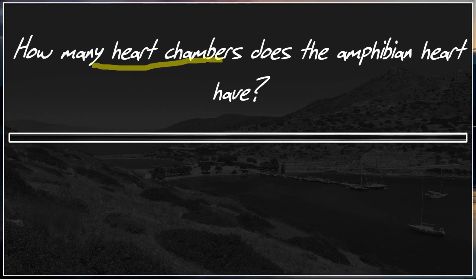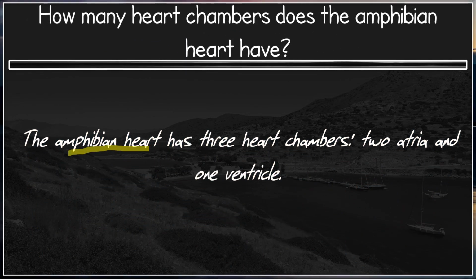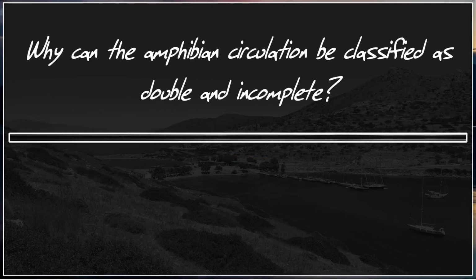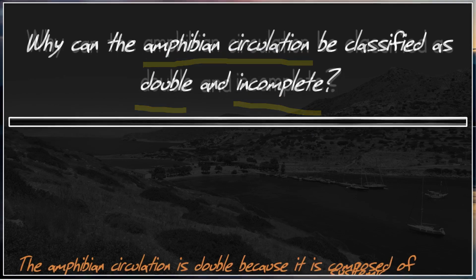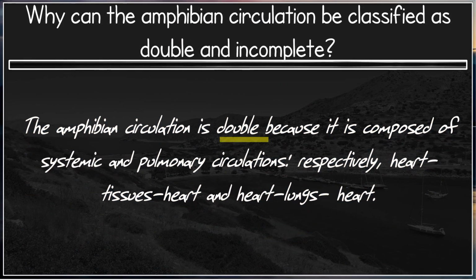How many heart chambers does the amphibian heart have? The amphibian heart has 3 heart chambers, 2 atria and 1 ventricle. Why can amphibian circulation be classified as double and incomplete? Amphibian circulation is double because it is composed of the systemic and pulmonary circulation, respectively.